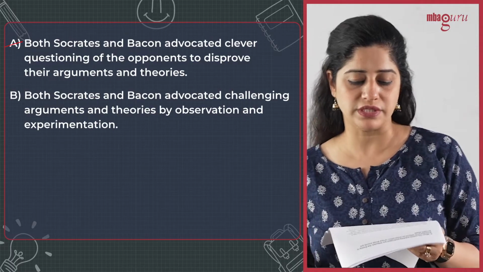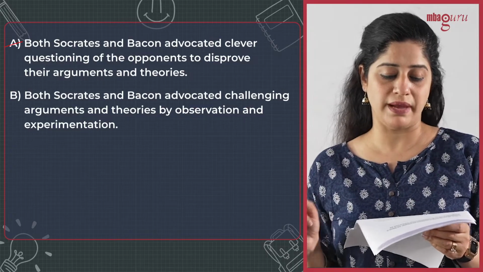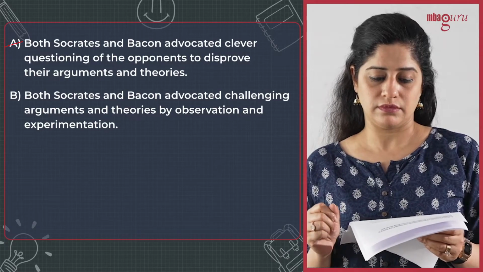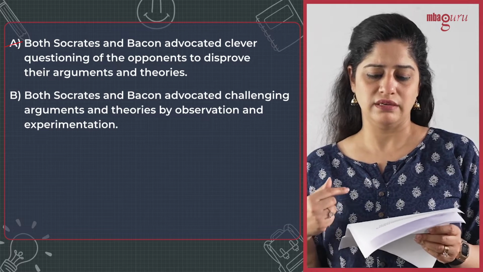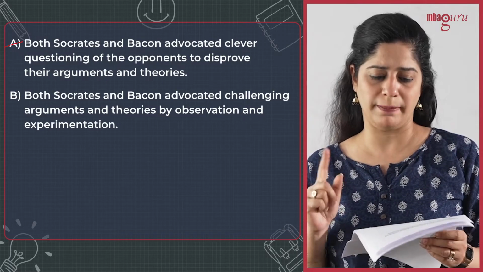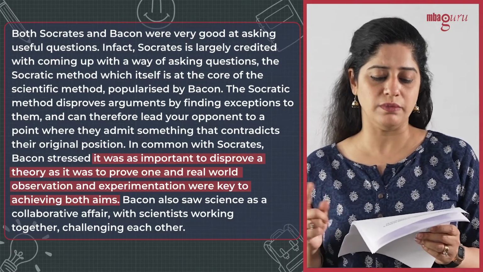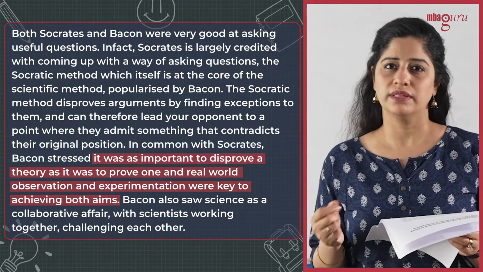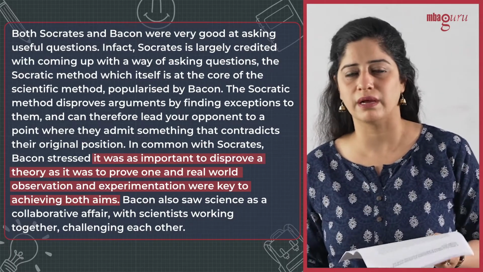B, both Socrates and Bacon advocated challenging arguments and theories by observation and experimentation. Are they saying that you're challenging by experimentation? पैराग्राफ में कुछ और था. पैराग्राफ की लाइन पढ़ते हैं. It's as important to disprove as it was to prove one, and real world observation and experimentation were key to achieving both aims. They were key. They will help you to achieve these aims. They are not the methods that are applied to these aims.